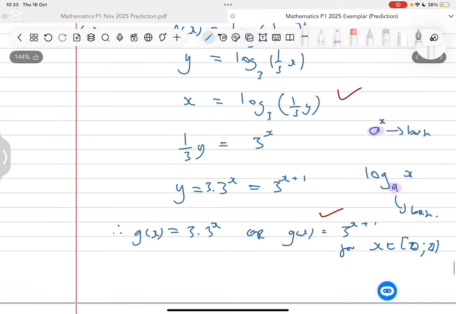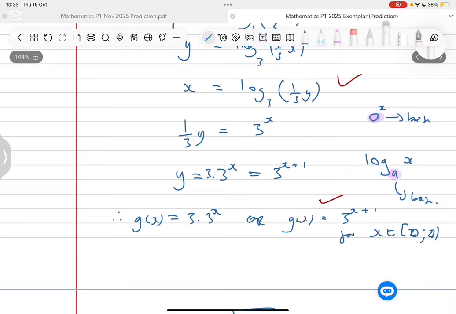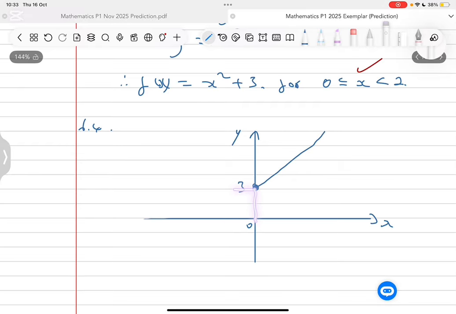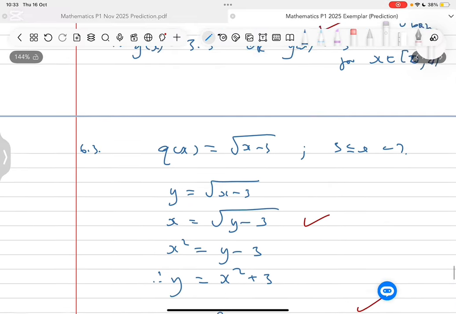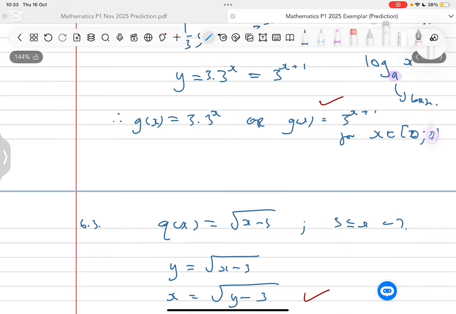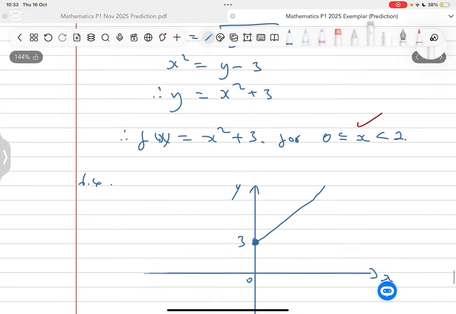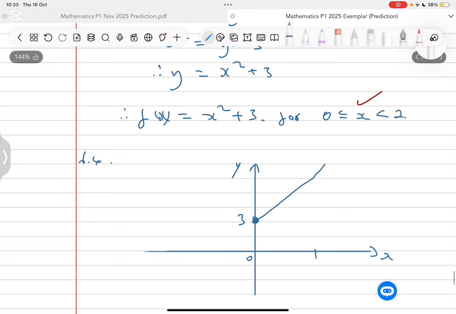Because remember, if you put a 0 on this function here, I'm going to have 1, then 1 times 3 is just a 3. So that's what I'm saying, it only starts at the point (0, 3) here. And this graph will go on like that until it gets to 2, because it's restricted until 2 here. So somewhere here on 2, this is where the graph will end.